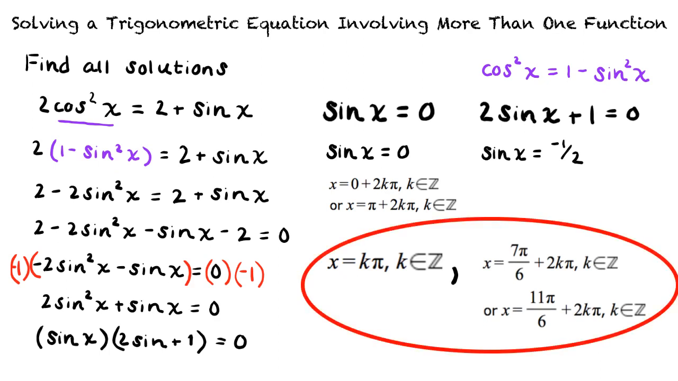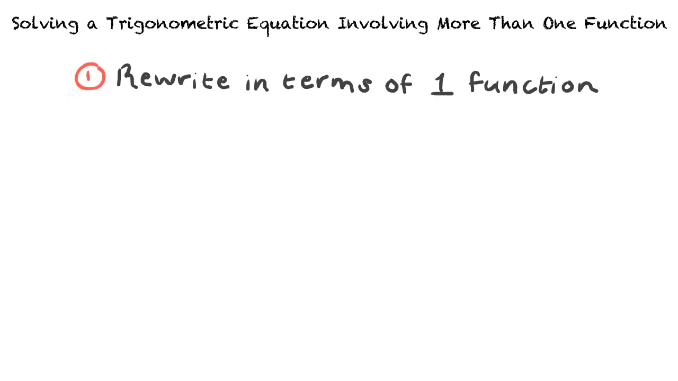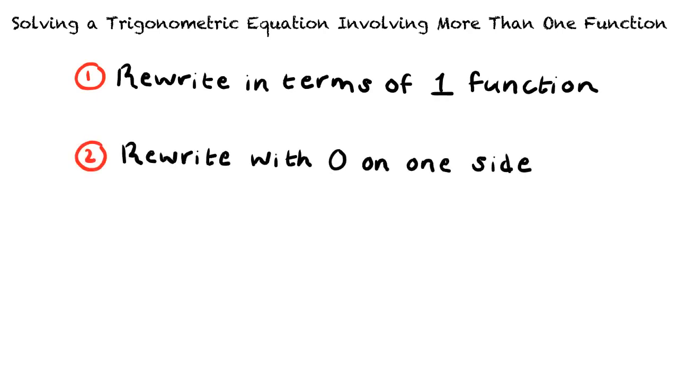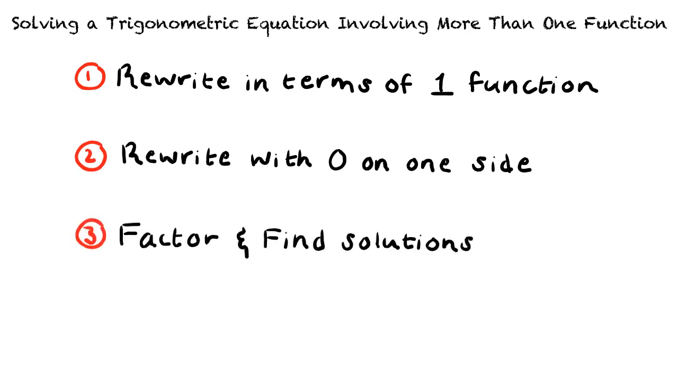I think I understand, but let me summarize just to make sure. When solving a trigonometric equation involving more than one function, first, we must rewrite the equation in terms of one function. Next, we rewrite the equation again to get 0 on one side of the equation, and last, we factor to find our solutions. That is correct. Excellent work!